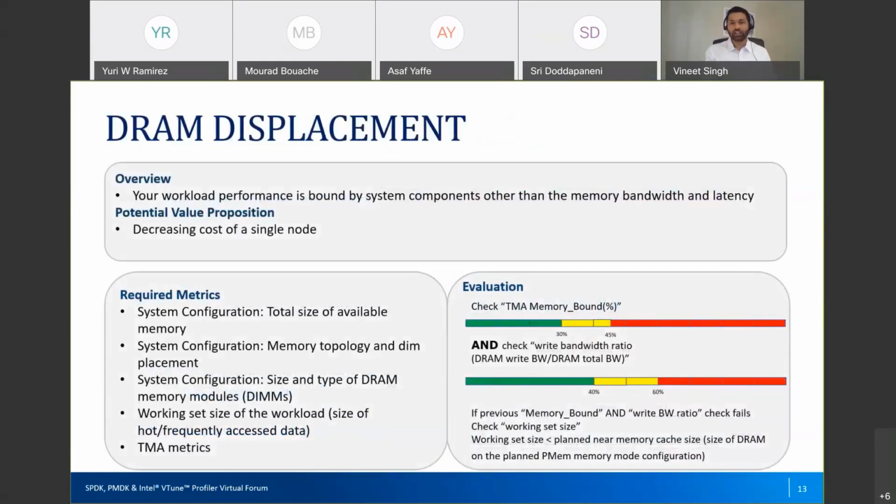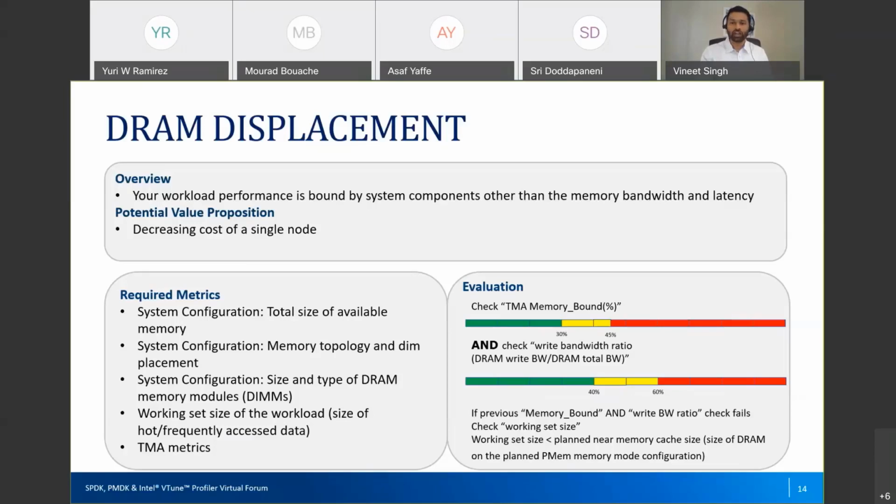The second scenario that I'm going to walk through is DRAM displacement. What's happening here is your application requires a lot of memory capacity, but it's not sensitive to DRAM bandwidth and latency. So basically you can let go of some of those costly DRAM on your system and replace it with PMEM, which will provide you the capacity in a cheaper way. So the idea here is to decrease the cost of a single node.